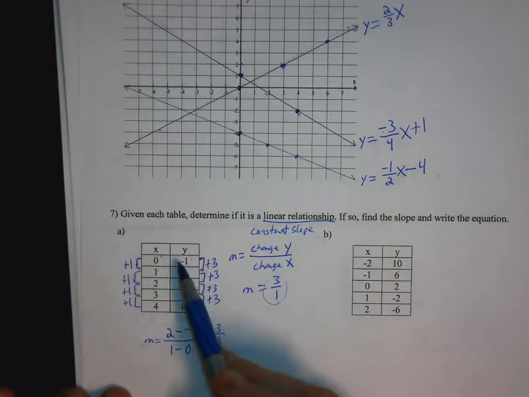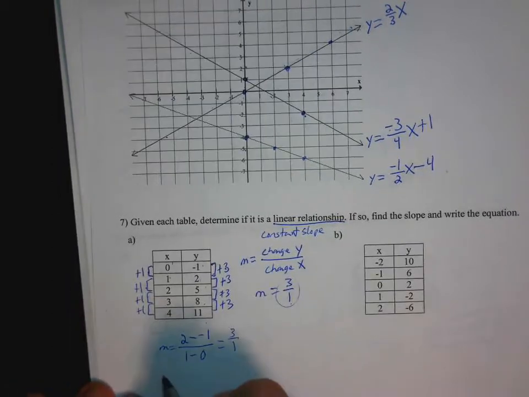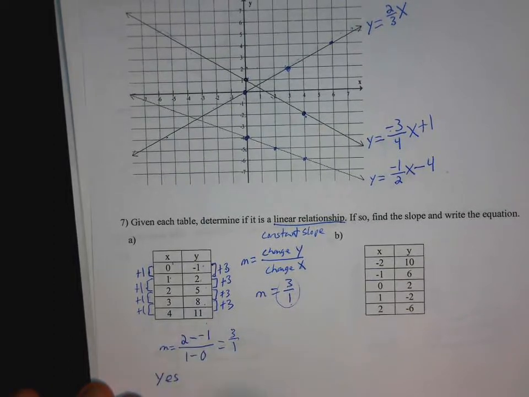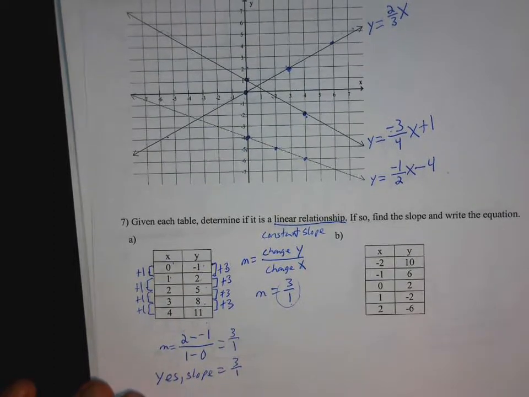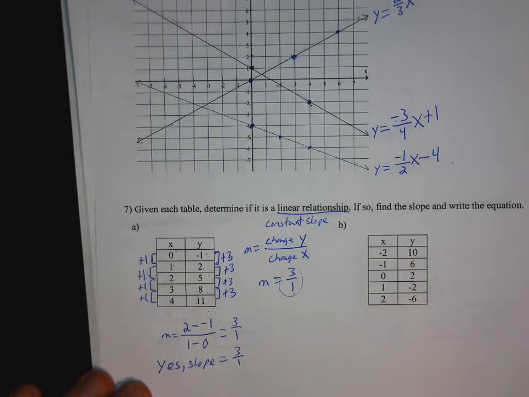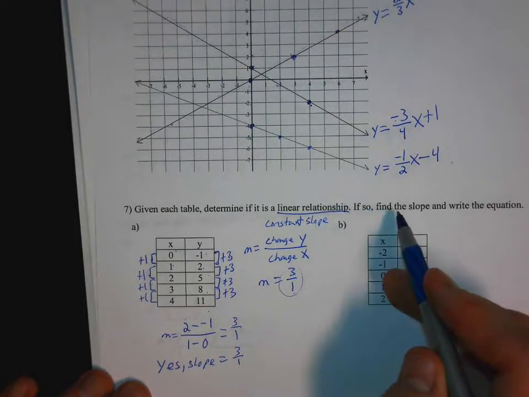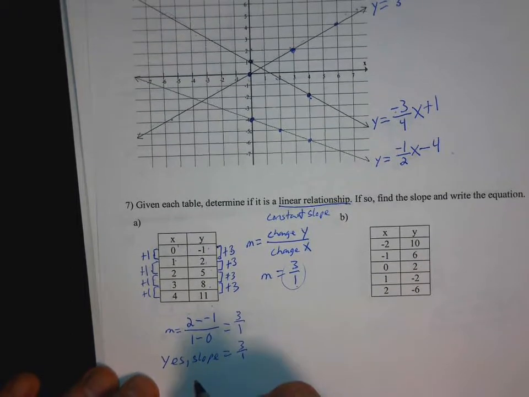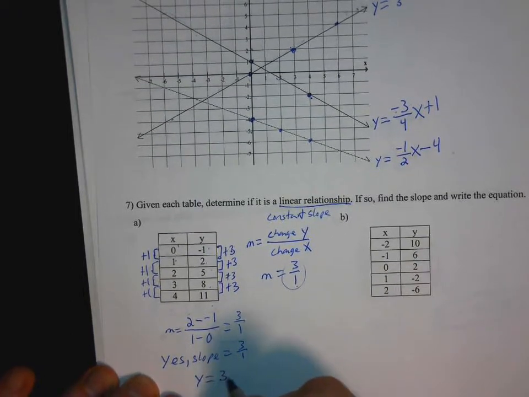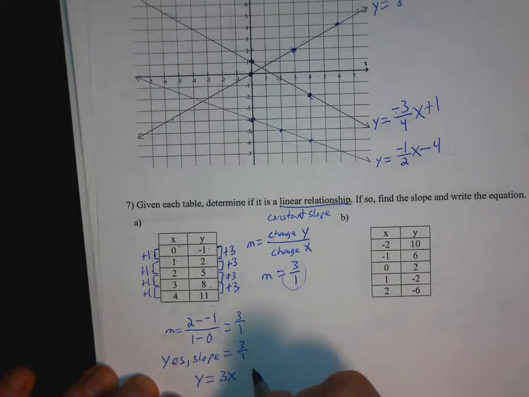Okay, so is this table representing a linear relationship? Yes, because the slope is constant. Slope is always 3 over 1, or just 3. So now that we have a linear relationship, what is the equation? Well, remember, y equals mx plus b. We have the y equals mx part, so y equals 3x plus b.